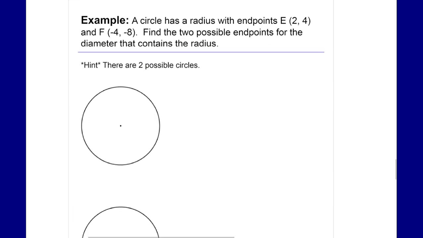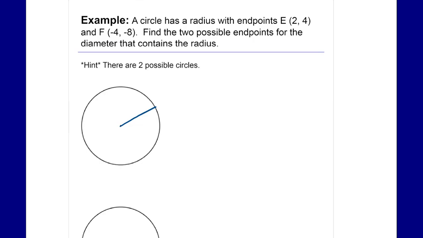Last example: a circle has a radius with endpoints E (2, 4) and F (-4, -8). Find the two possible endpoints for the diameter that contains the radius. So again, remember the radius is from the center out. There are two possible endpoints here, or two possible circles. Let's just start with one here.